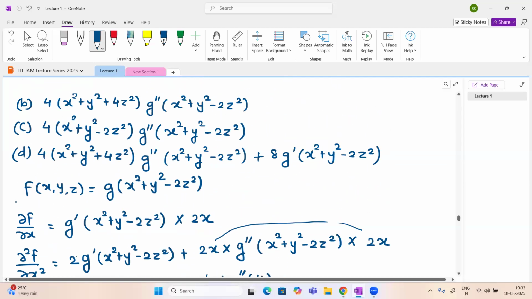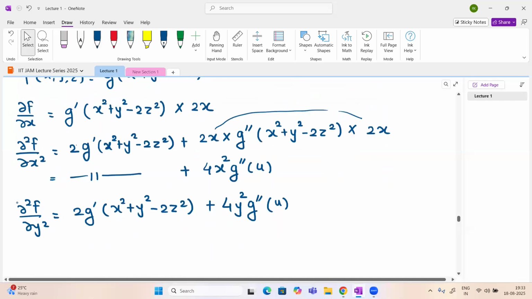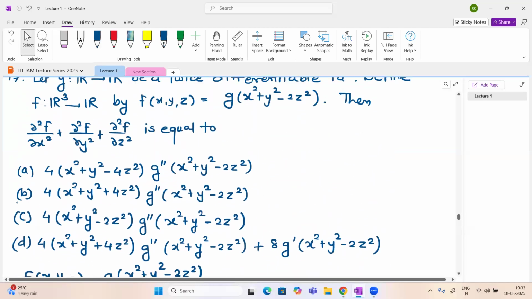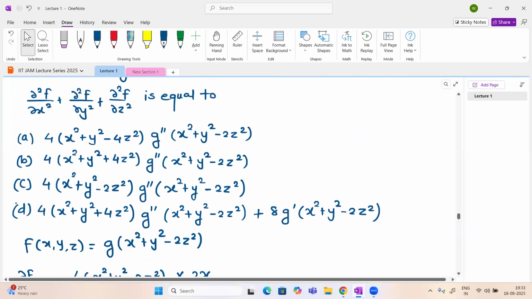But sir, it should be 4y square. Yes, my mistake. Here also 4x square. Thank you so much. Yeah, g double dash of u. But see, we cannot write directly for z now because we have a different term for z, minus 2z square.